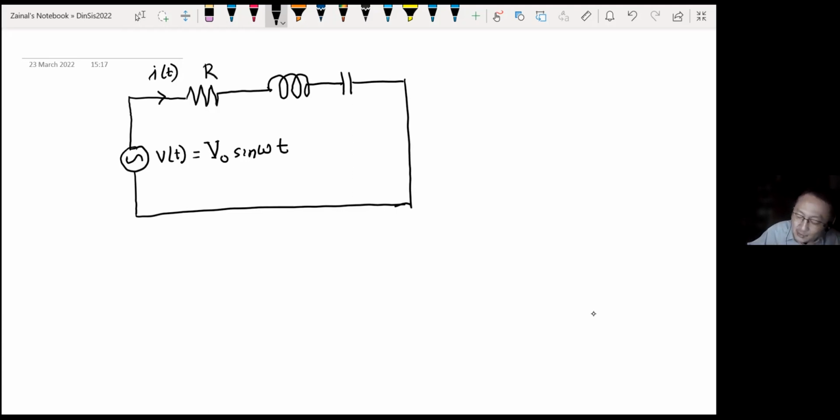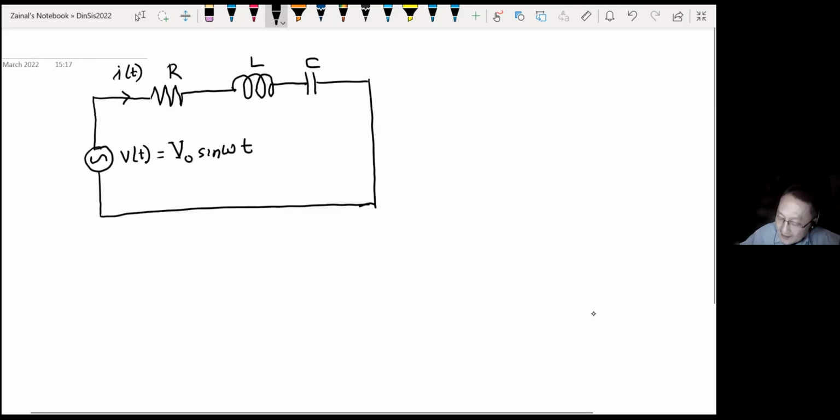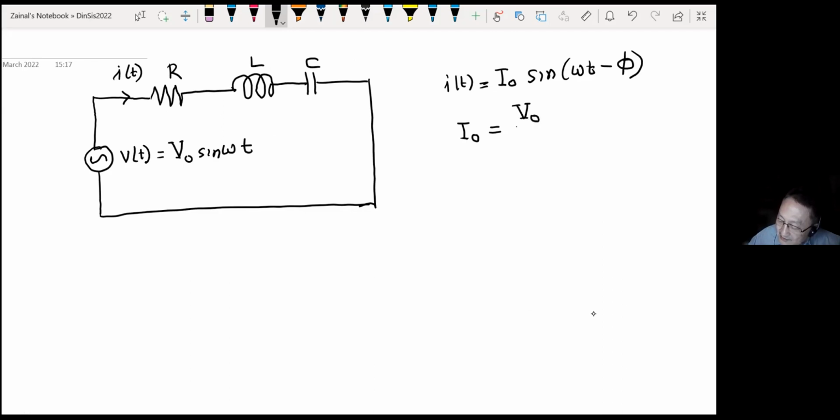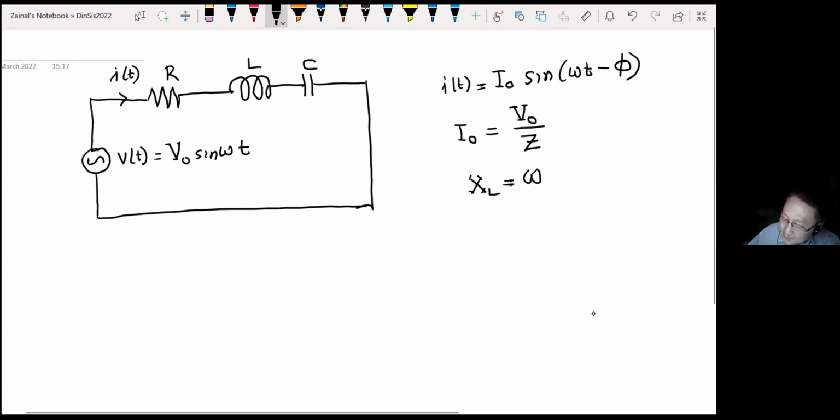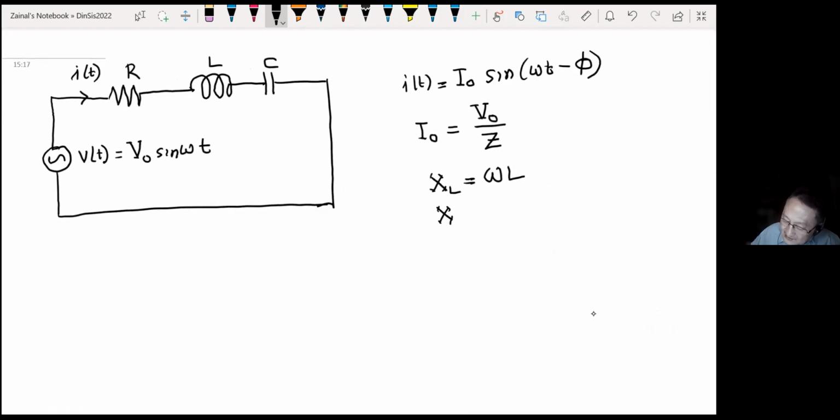You learned in senior high school that the current I(t) will be the same as the amplitude of current sin(omega t minus phi), where I0, the amplitude of current, is the amplitude of voltage divided by Z. And how you obtain Z: first we have to find XL, which is equal to omega multiplied by L, and XC is the same as 1 over omega C, right?